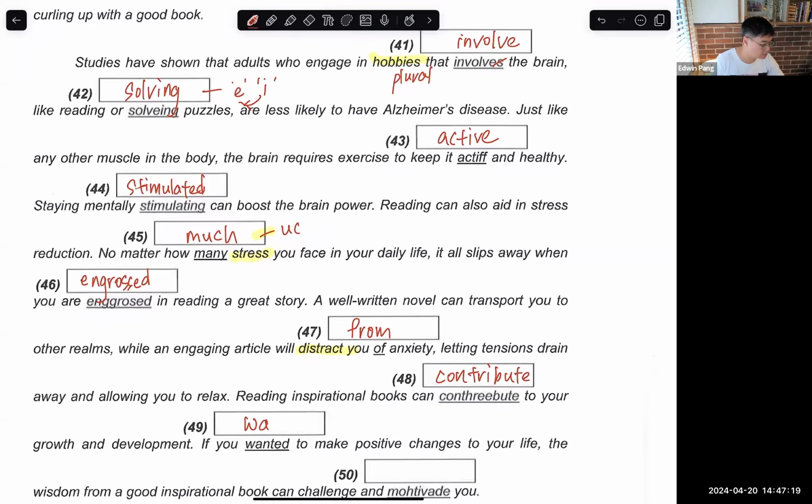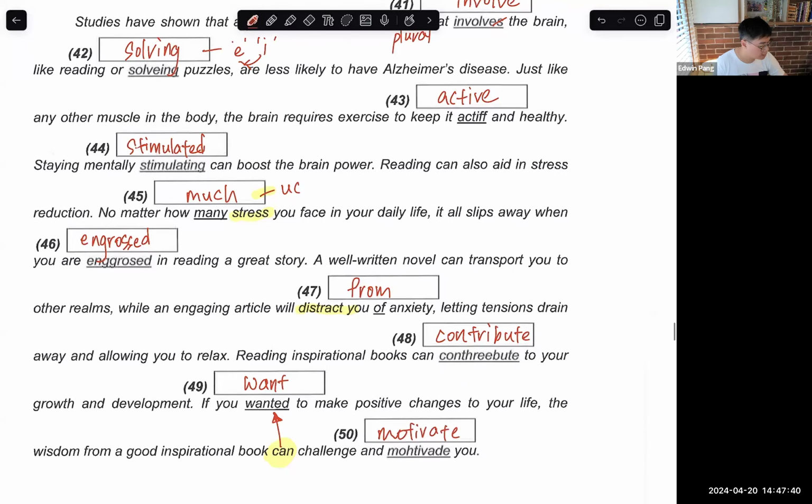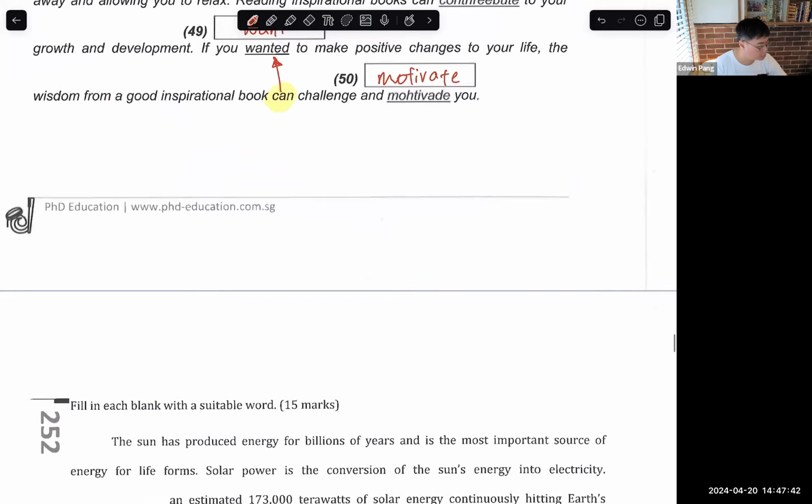If you want to make, why? Because of the word can. Can tells me that this is a future form, right? If you want to make positive changes, you can read a book, and this book can challenge and motivate you.